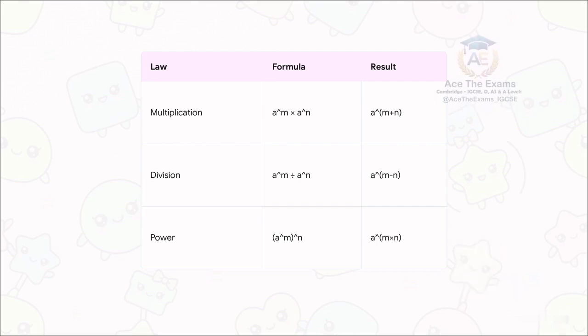Division is the exact opposite. Just subtract the second index from the first. And third, the power of a power law. If you've got a base with an index wrapped in parentheses and that whole shebang is raised to another index, you just multiply those two indices together.